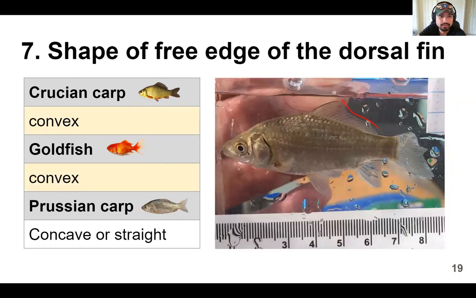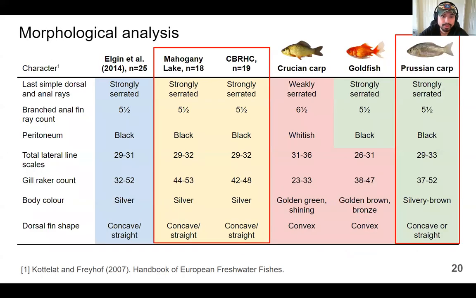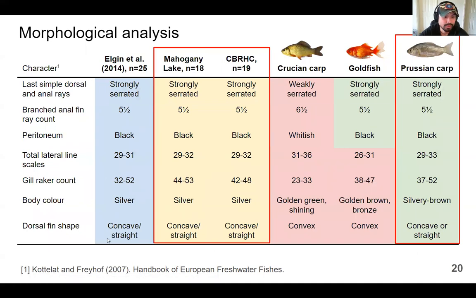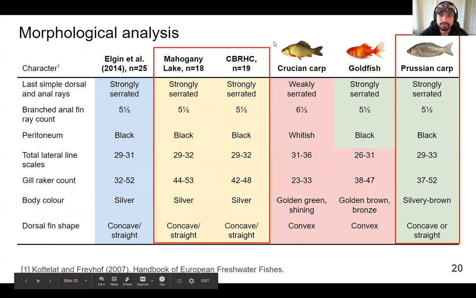Lastly, for our seventh character, we looked at the shape of the free edge of the dorsal fin, which is expected to be convex in both Prussian carp and goldfish, and is otherwise expected to be concave or straight in Prussian carp. Now, here in blue, we have the values for those confirmed Prussian carp in that 2014 study. In yellow, we have the values for our fish.